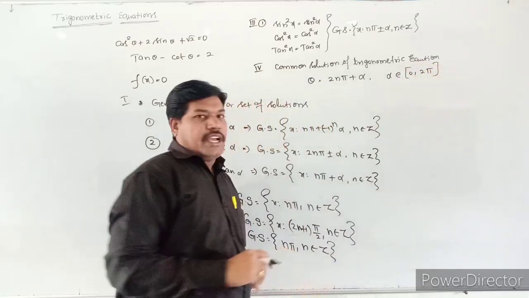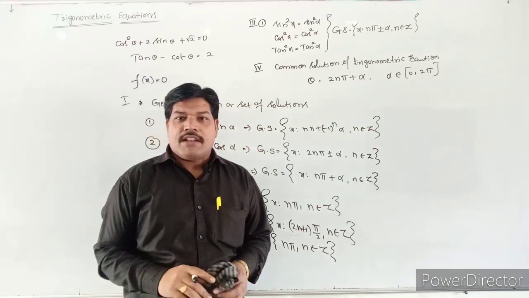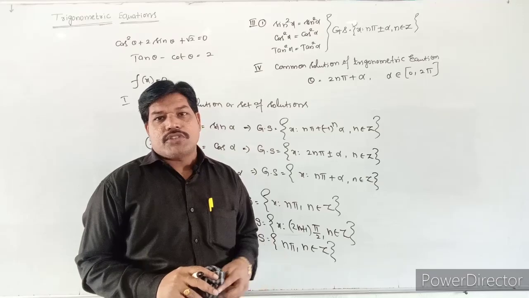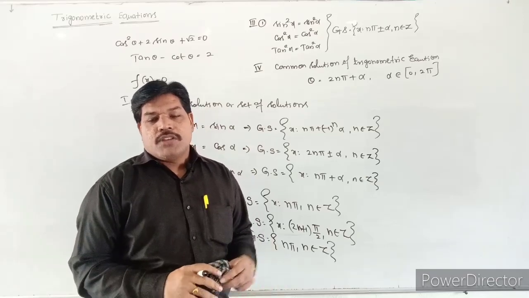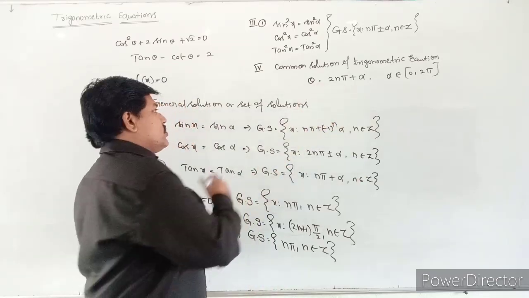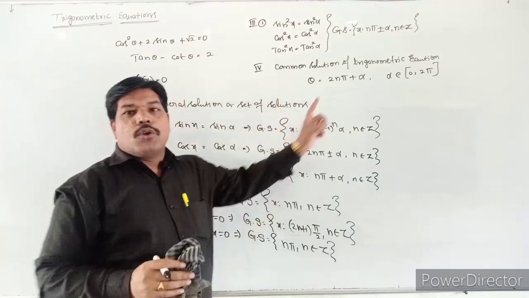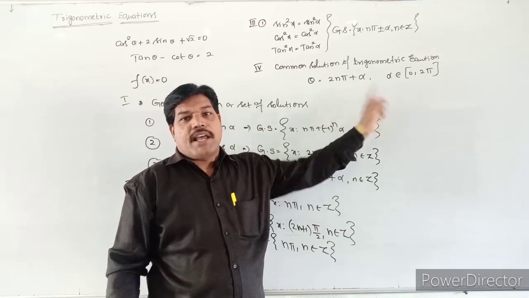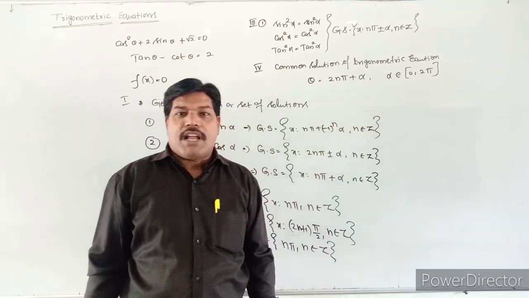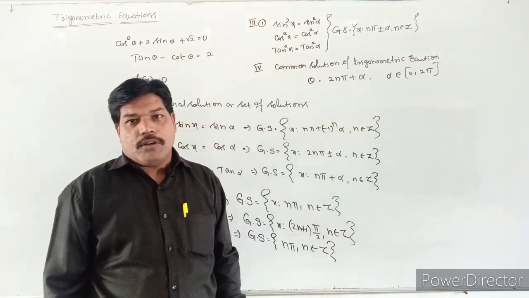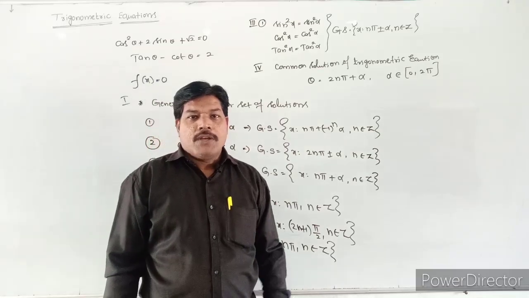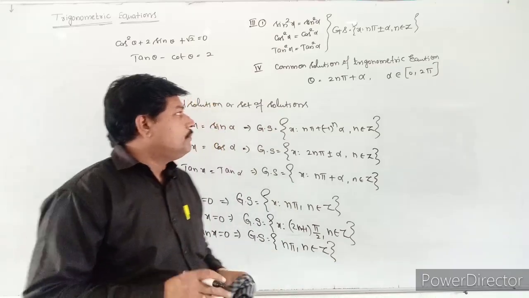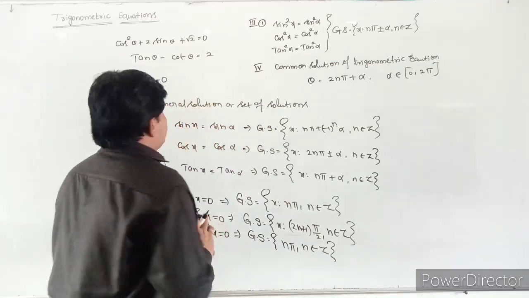For the common solution, if two equations are given and you want to write the common solution of these two equations, what is the general solution? The general solution will become theta is equal to 2n pi plus alpha, and alpha belongs to 0 comma 2 pi only. So these are the main formulas in this one. Okay. Also see one more condition.